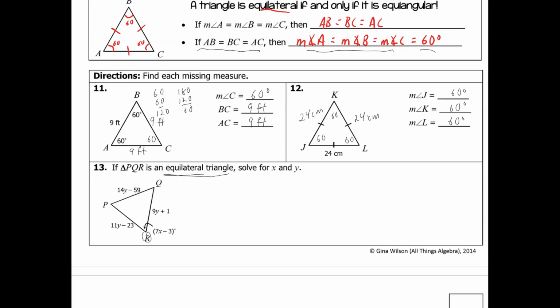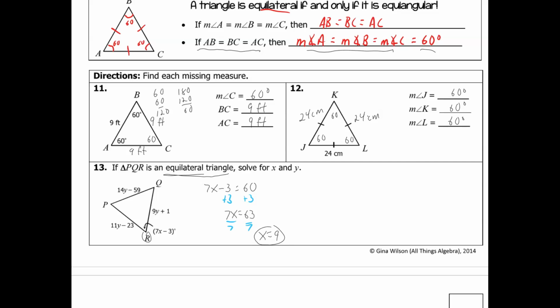So this is 7x minus 3 equals not 90. I'm thinking right angles. It's 60. All right, let's add 3 to both sides. And so we know 7x equals 63. Let's divide both sides by 7. And so we know that x equals 9.